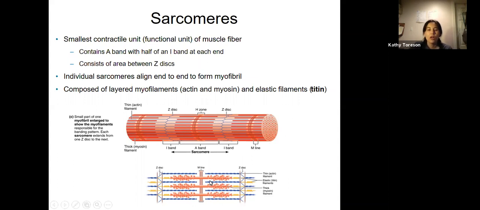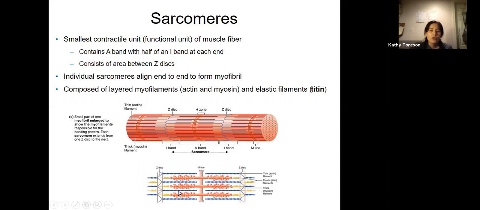All right, so this image here with the H zone and the Z disc, I wouldn't ask you necessarily what a Z disc is, but I would be more interested in the function of the sarcomere and the cross-bridge cycling that we're going to get into in a second. Because again, we're looking at the function of muscles and how they are generating that contractibility.